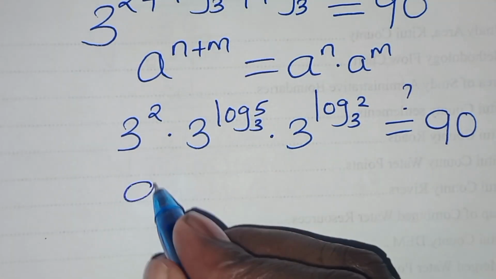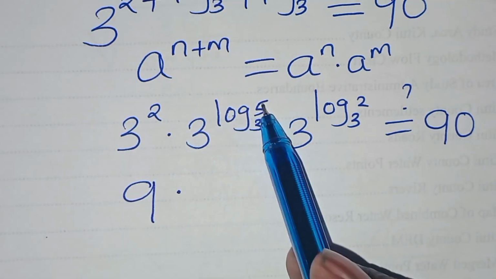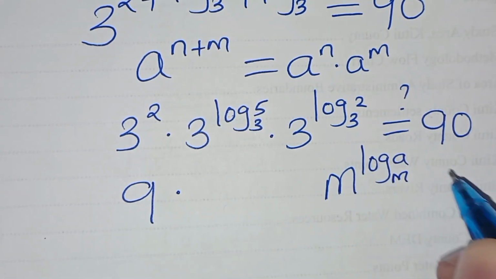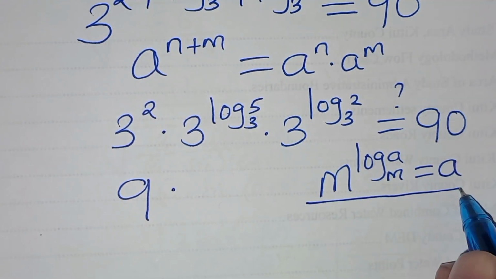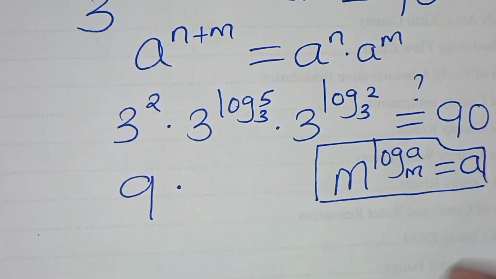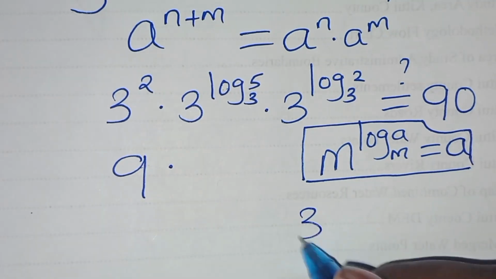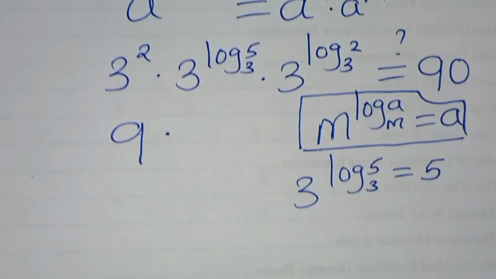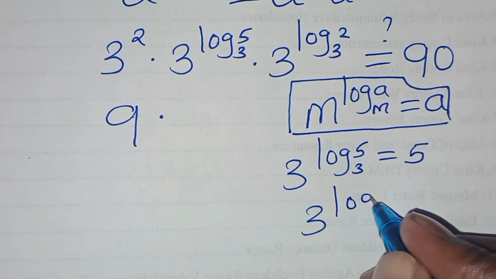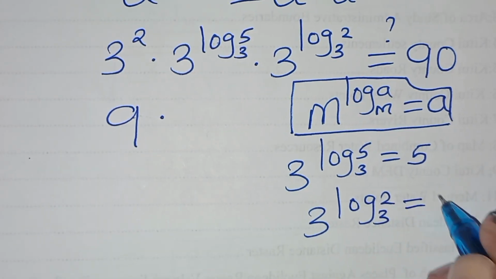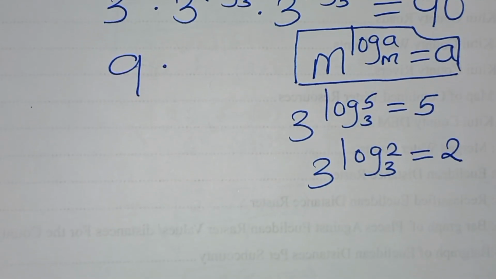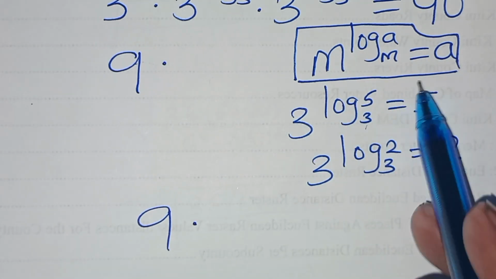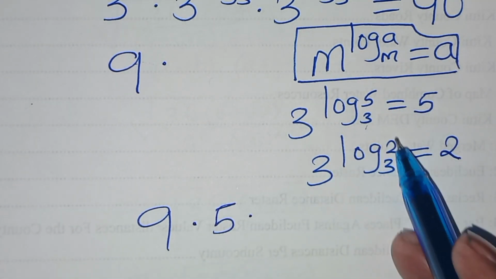Now 3 to power 2, this is the same thing as 9, times 3 to power log 5 to base 3. This is in the form of m to power log a to base m, which is equal to a. So let's apply this logarithm property, so that now 3 to power log 5 to base 3 is the same thing as 5, and 3 to power log 2 to base 3 is the same thing as 2. So let's substitute this. Here we'll have 9 times 3 to power log 5 to base 3, which is 5, times 3 to power log 2 to base 3, which is 2.